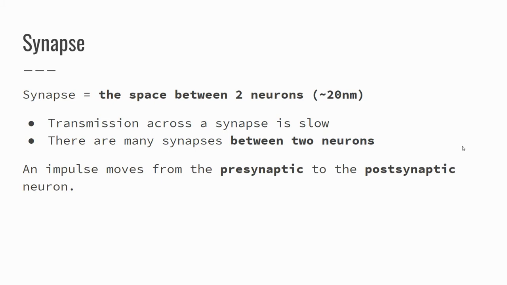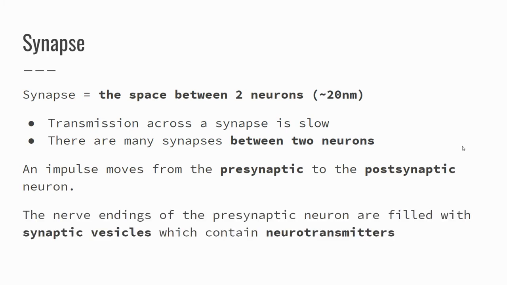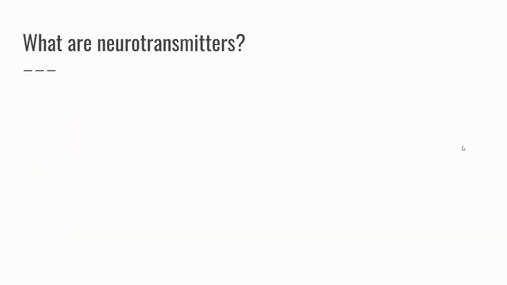Now, those are two really key words that you're going to need to know because we're going to use them a lot as we discuss: presynaptic and postsynaptic. The nerve endings of the presynaptic neuron are filled with synaptic vesicles and contain neurotransmitters. So what this is essentially saying is that axon endings are what we call presynaptic spaces. The axon endings are presynaptic, and they're filled with these vesicles that contain something called neurotransmitters.